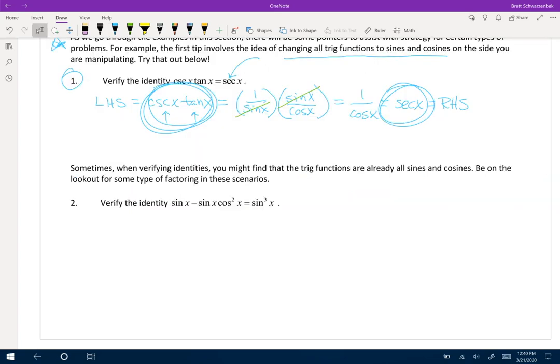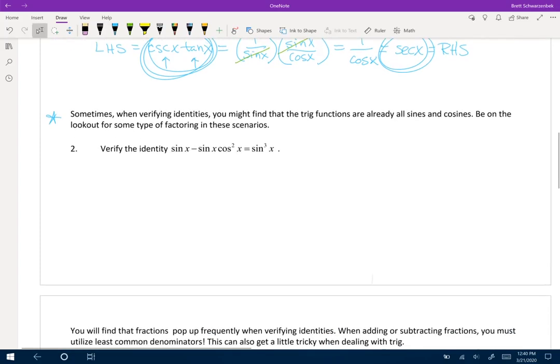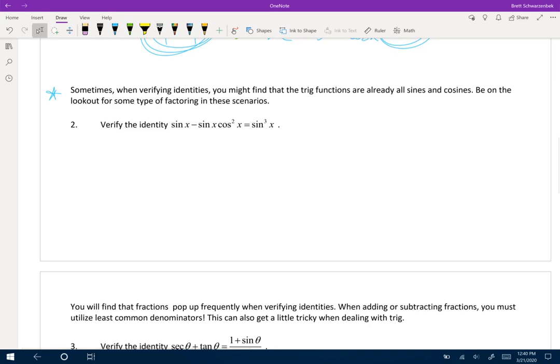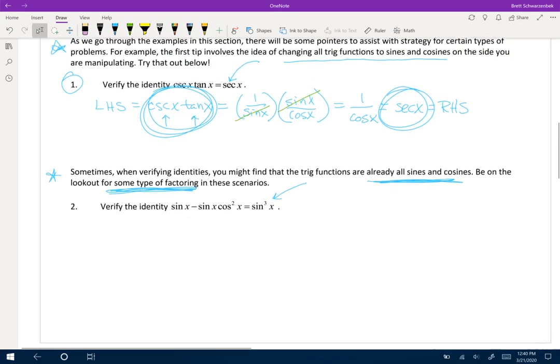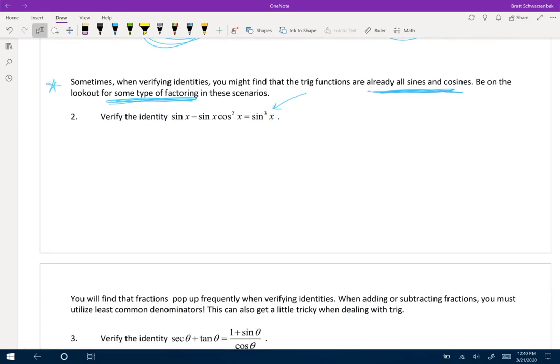But before that, another tip. It says sometimes when verifying identities, you might find that trig functions are already all sines and cosines. So be on the lookout for some type of factoring in these scenarios. So why is this easy to find? Well, if you look at this problem, this looks a lot more complicated than the one we just did, right? We had a pretty straightforward singular. Now there's squares and cubes everywhere.